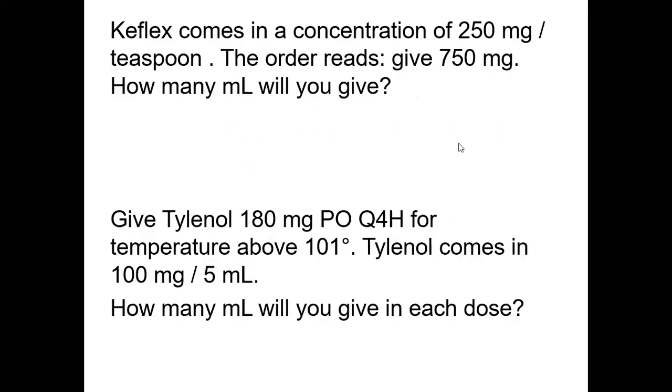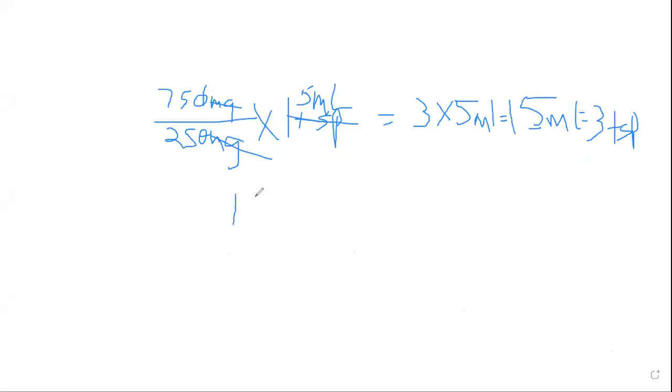Okay, this is asking us about Tylenol. We're going to give 180 milligrams every 4 hours for a temperature above 101. It comes in 100 milligrams for 5 mLs. How many mLs do we give in each dose? Okay, so the order is 180 milligrams. We have 100 milligrams per 5 mLs. So we just have to calculate one dose here. We have 180 milligrams ordered, and on hand, we have 100 per 5 ml.